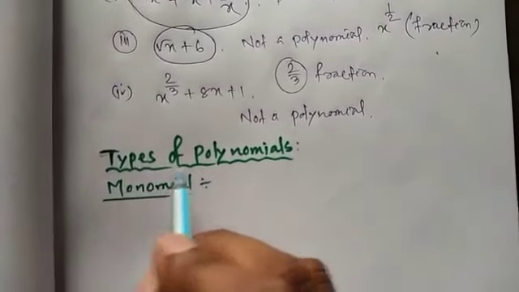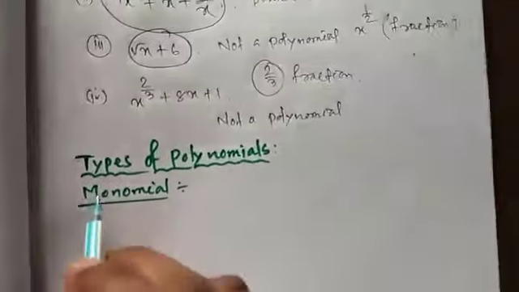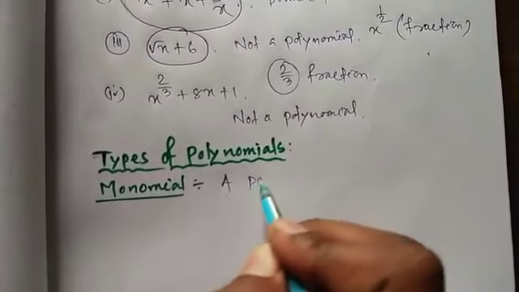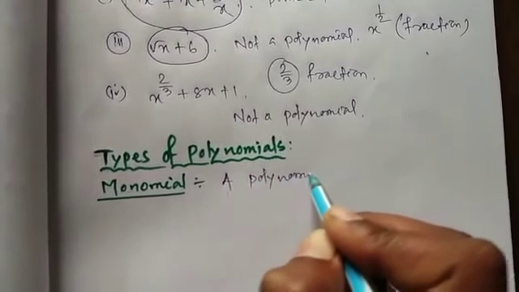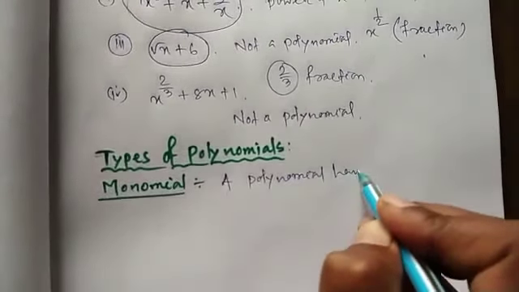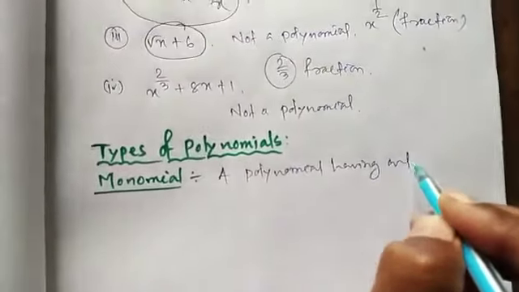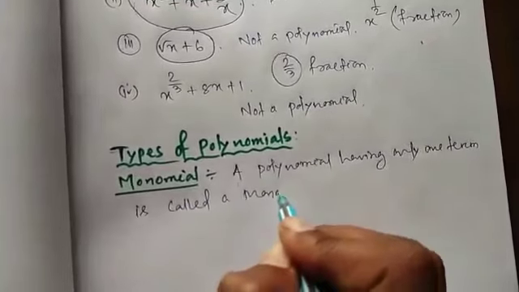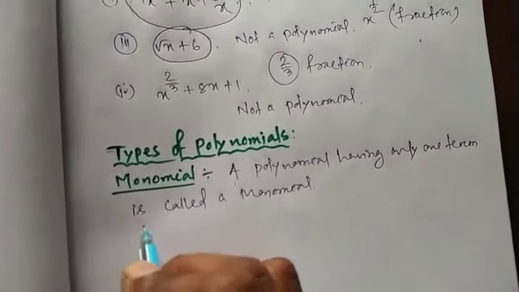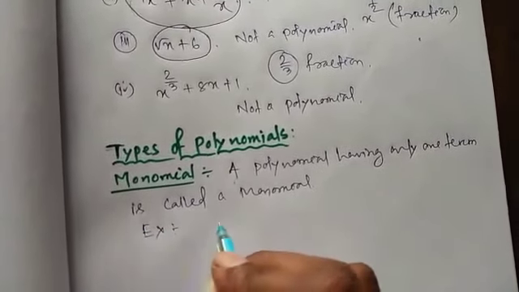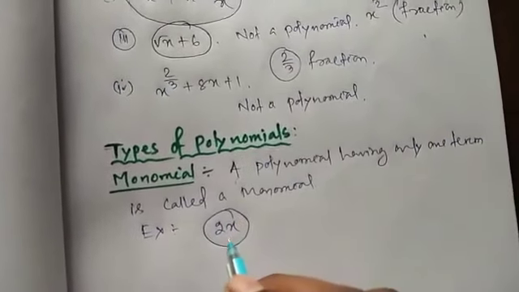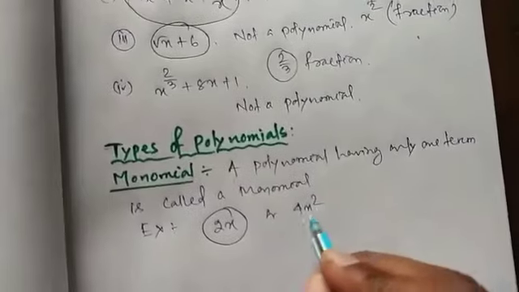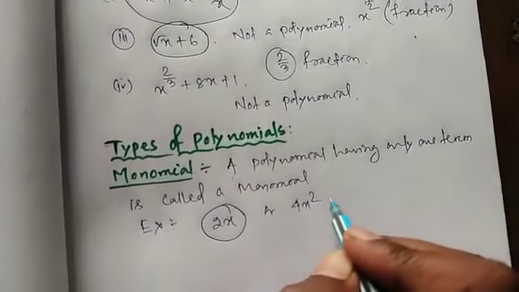So let's see different types of polynomial. So first one is monomial. A polynomial having only one term is called a monomial. Suppose example is 2x, it is a single term, so it is a monomial. Or we can say that 4x square is also a monomial.